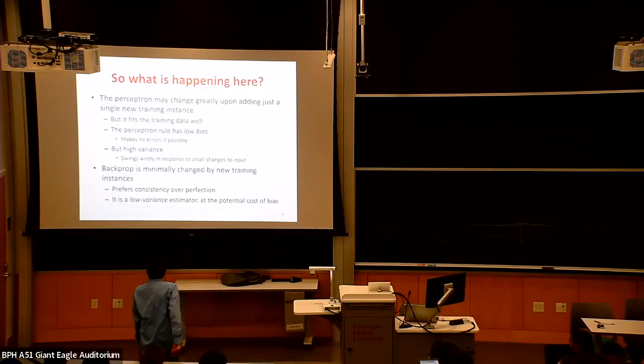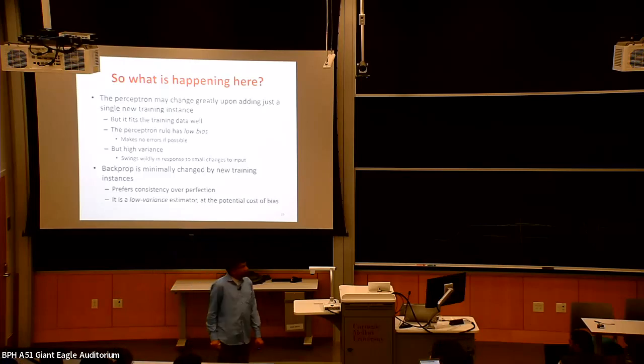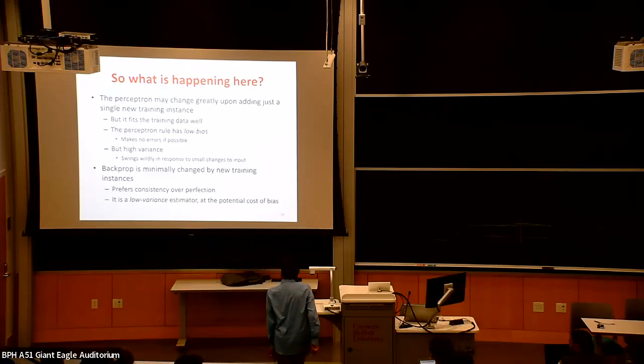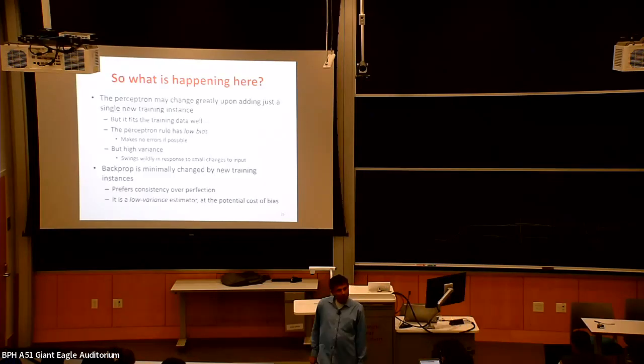So the perceptron changes greatly upon adding just a single new training instance, but it fits the training data well. It has low bias but high variance because it swings wildly in response to small changes in the input, whereas the backprop based solution is minimally changed by adding just one more training instance. It prefers consistency over perfection, right? It's a low variance estimator at the potential cost of bias, and this is something that we actually like.